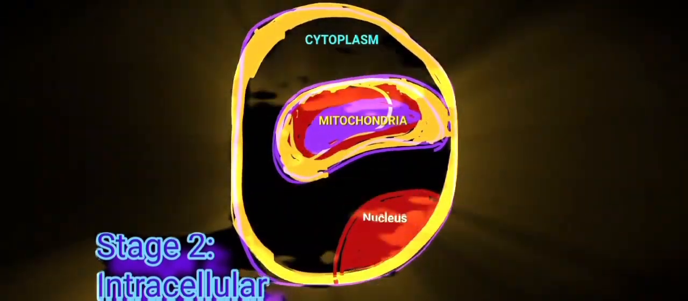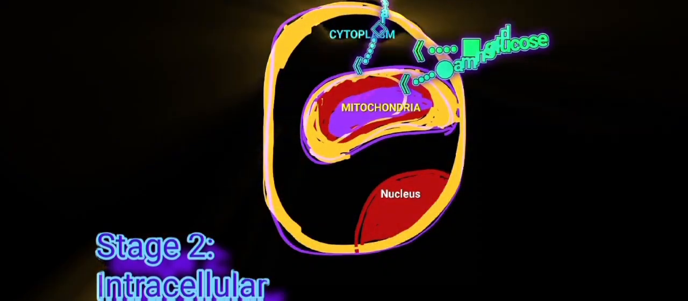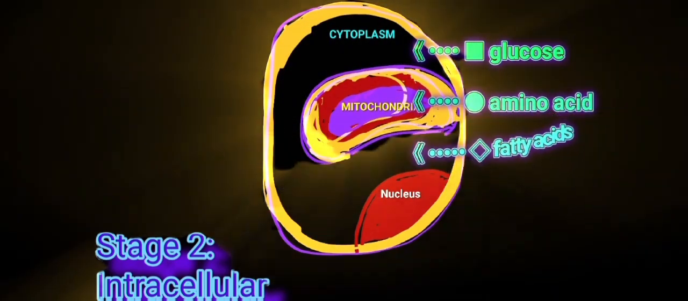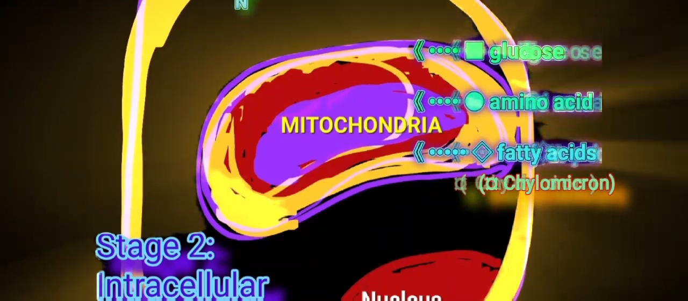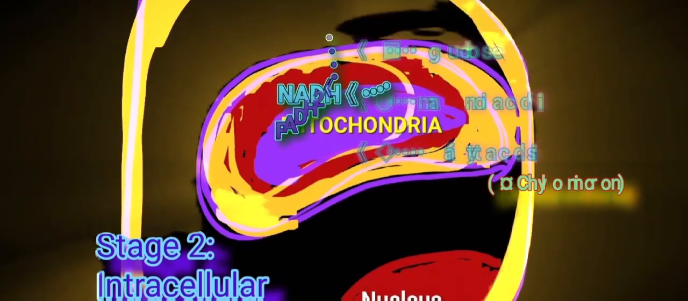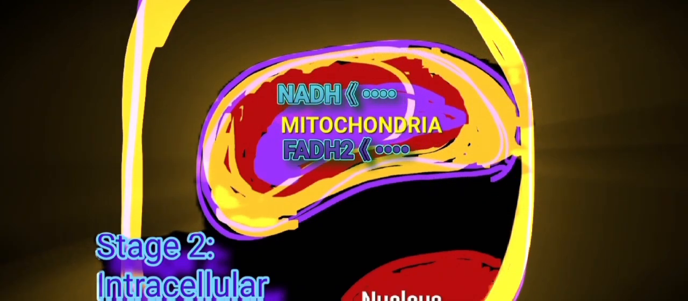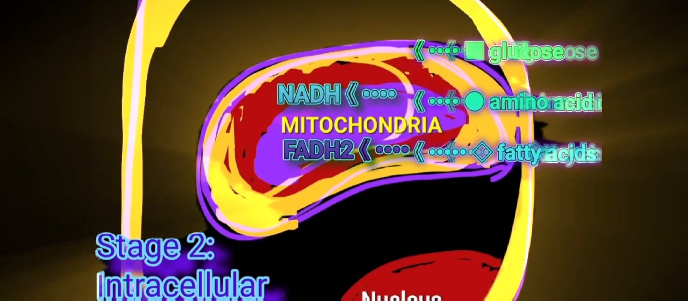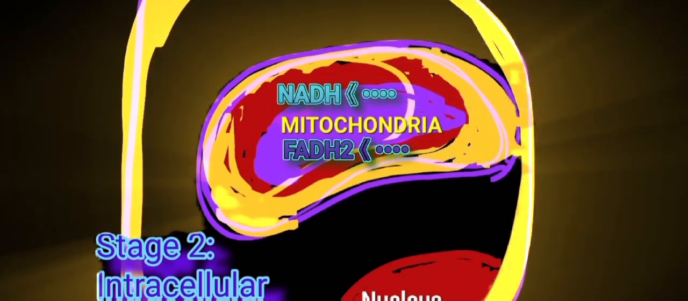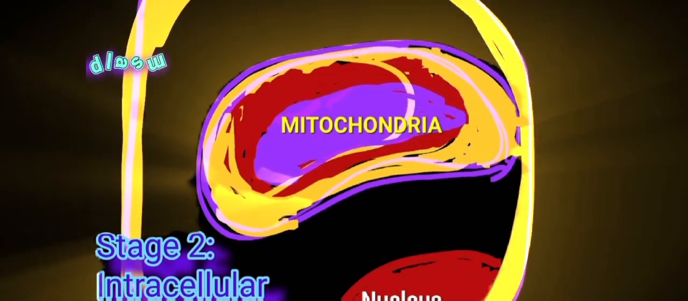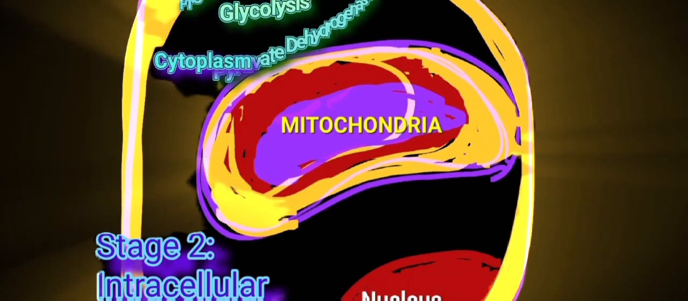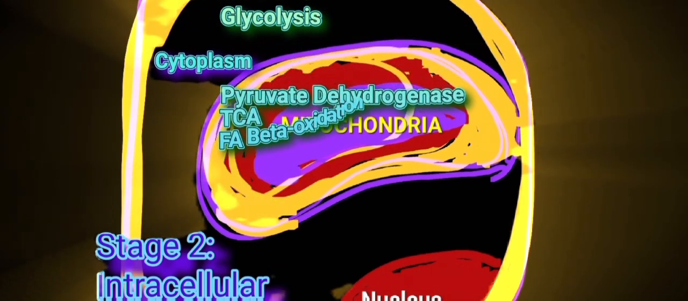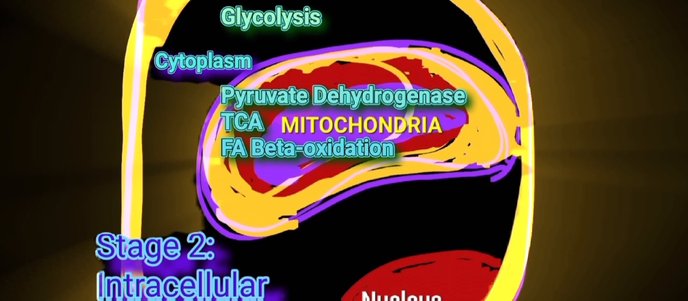After their pickup from circulation, glucose, amino acids, and fatty acids are catabolized inside the cell, either in the cytoplasm or the mitochondria, to produce high-energy molecules. Of the four major catabolic pathways, only glycolysis occurs in the cytoplasm, whereas pyruvate dehydrogenase, the TCA cycle, and fatty acid beta oxidation occur inside the mitochondria.